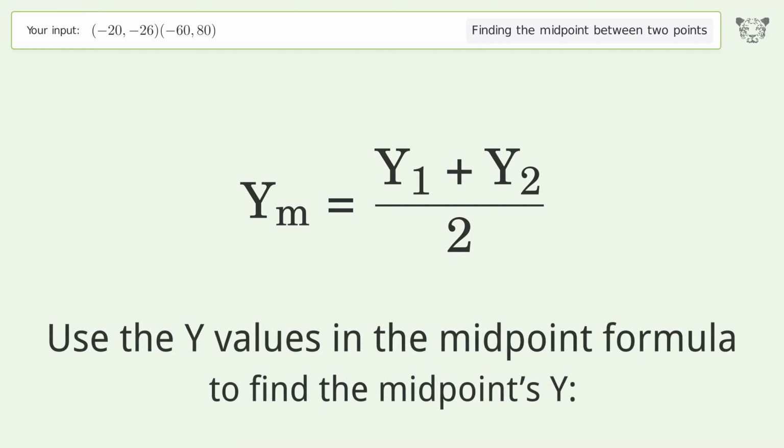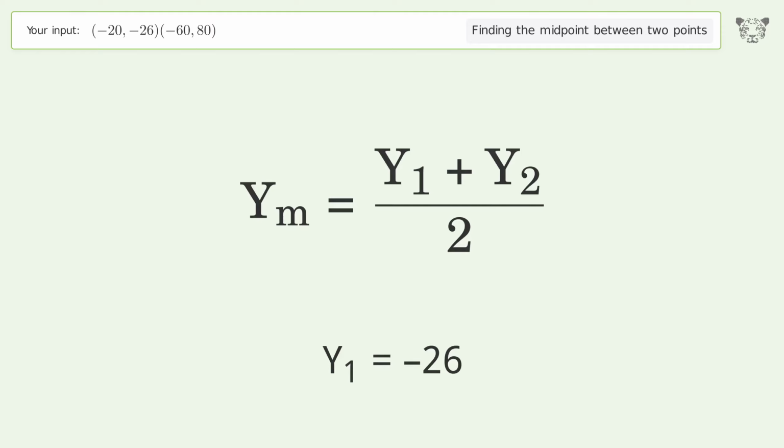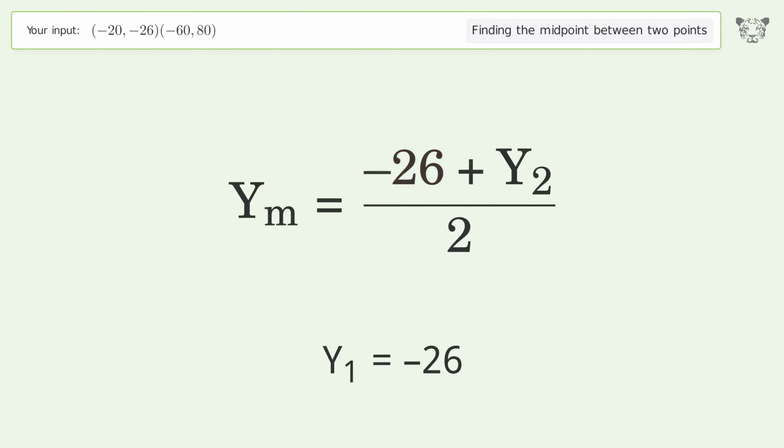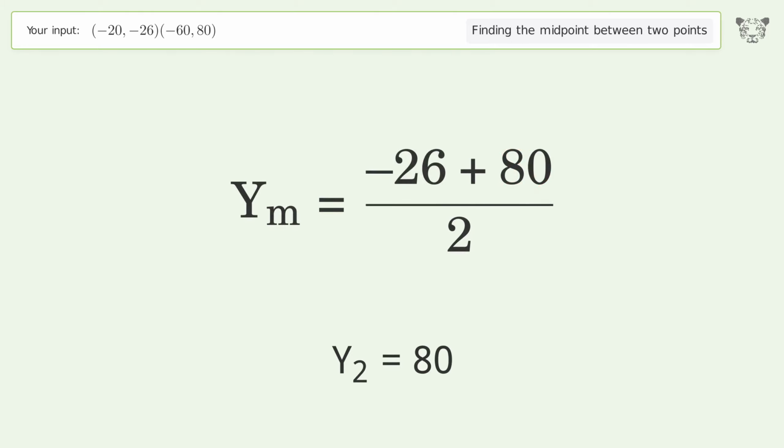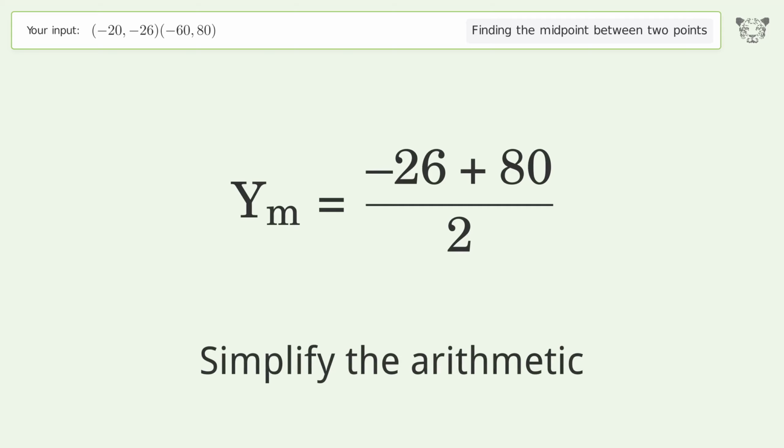Use the y values in the midpoint formula to find the midpoints y. y1 equals -26. y2 equals 80. Simplify the arithmetic.